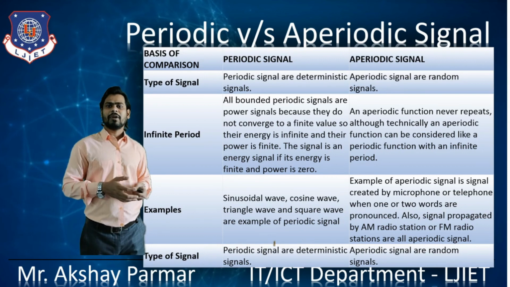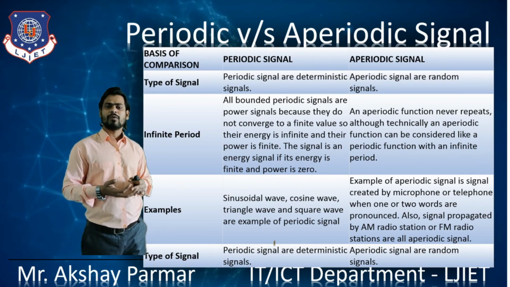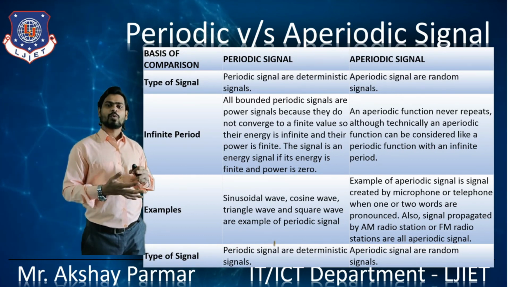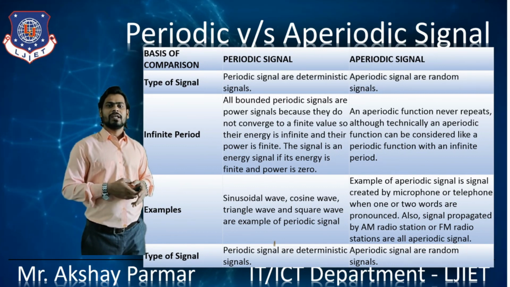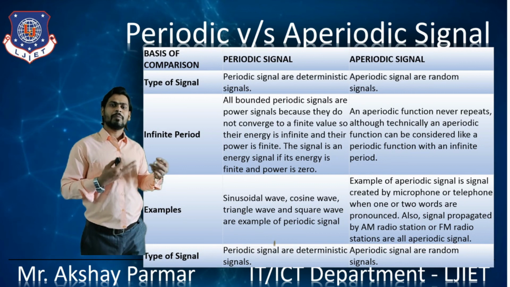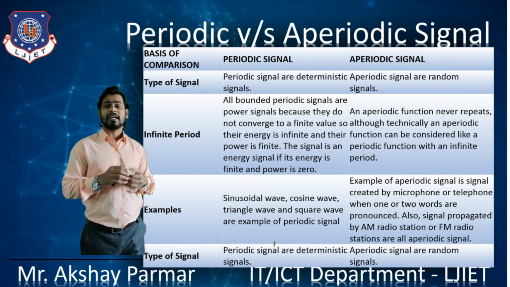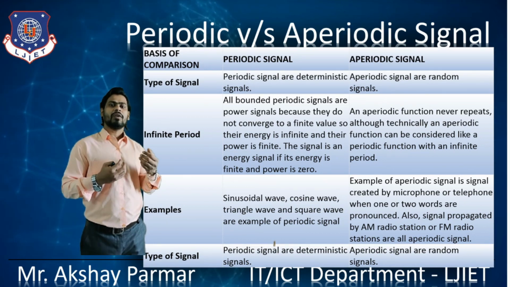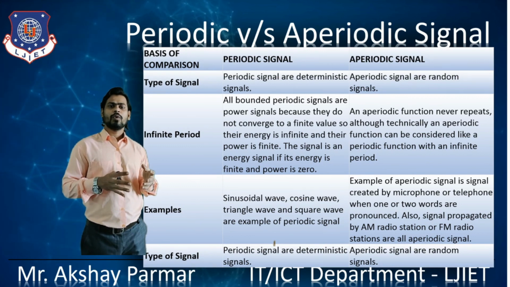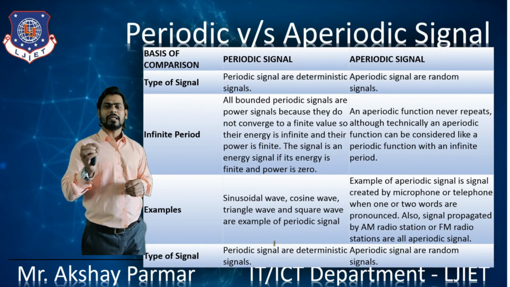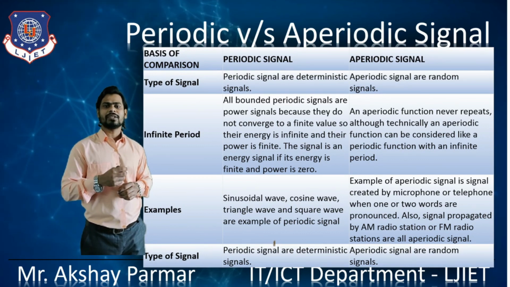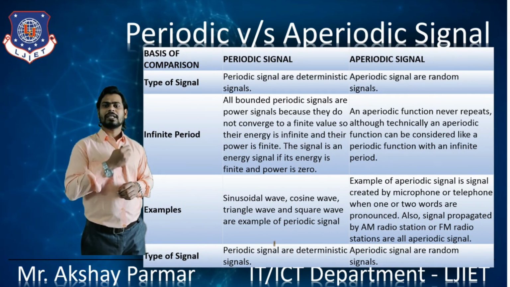Examples of periodic functions are the sinusoidal wave, cosine wave, triangle wave, and square wave. Examples of aperiodic signals are signals created by a microphone or telephone when one or two words are pronounced. Also, signals propagated by an AM radio station or FM radio station are aperiodic signals, right?